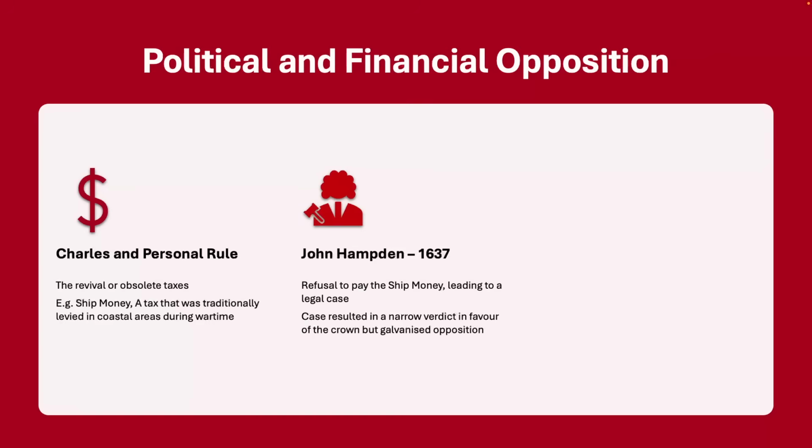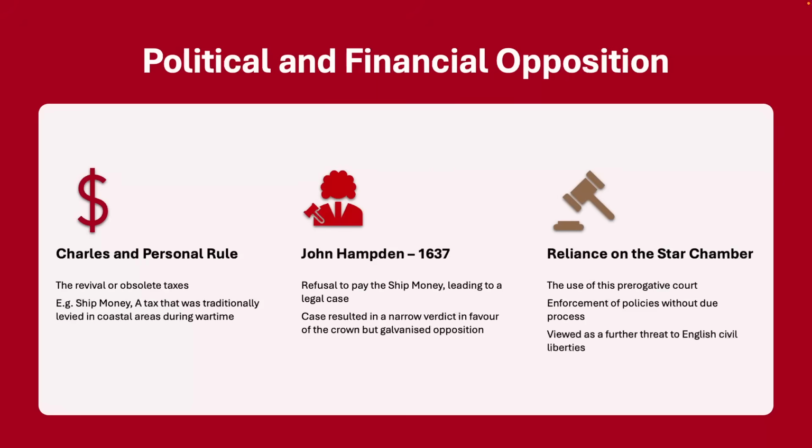In 1637, John Hampden, who was a prominent Puritan, refused to pay the ship money, leading to a case that, despite resulting in a narrow verdict in favour of the Crown, galvanised opposition and highlighted concerns of arbitrary taxation. Additionally, we can see that Charles begins to rely on the Star Chamber, the prerogative court. This was to enforce his policies without due process, which again was perceived to be a threat to traditional English liberties and also further alienated Puritan and parliamentary figures.